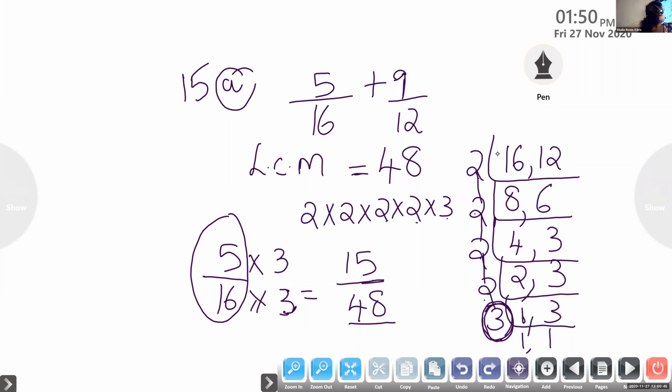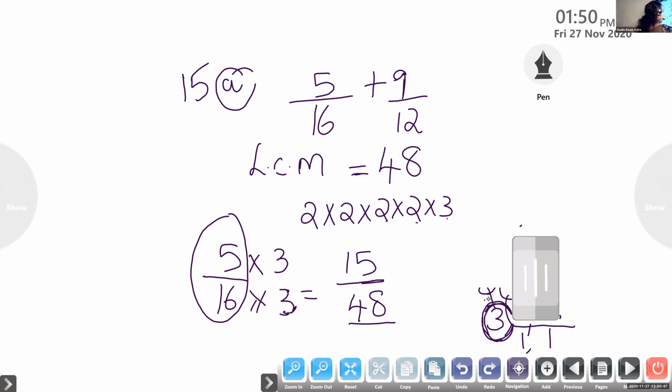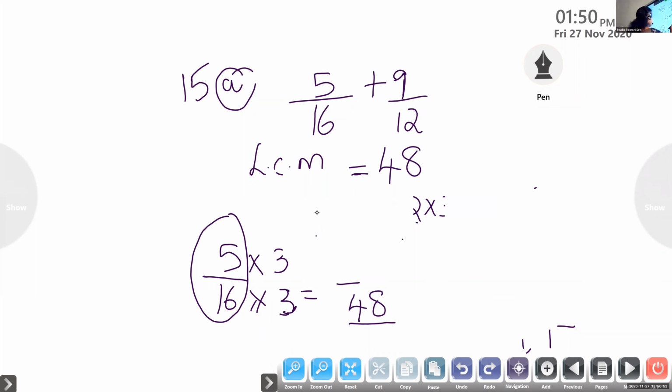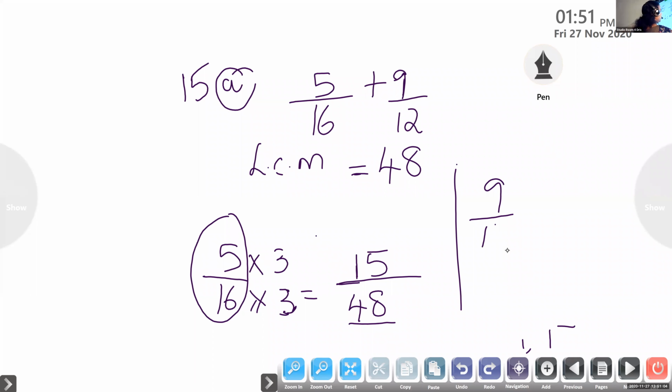Now we have one more number. What is that? 9 by 12. So here also we'll do 9 by 12. So we got here 15 by 48. Now we had to do 9 by 12. 12 times which number is 48? You had to find out and write it here.